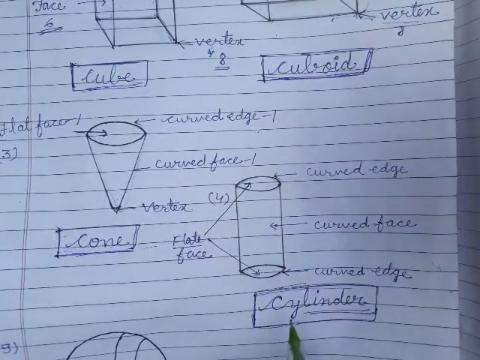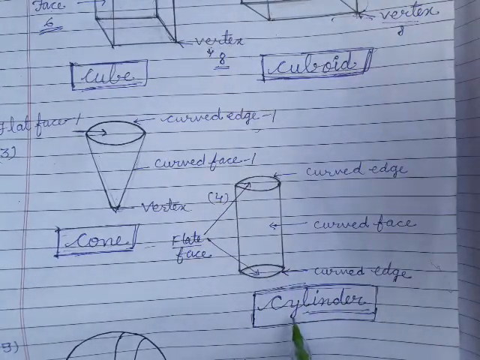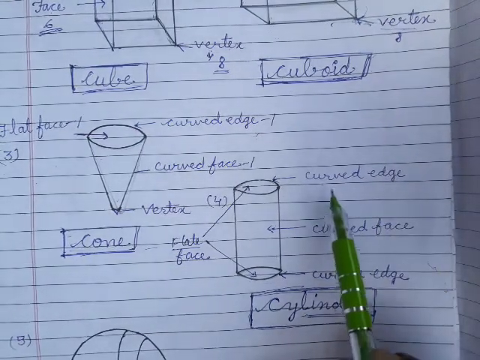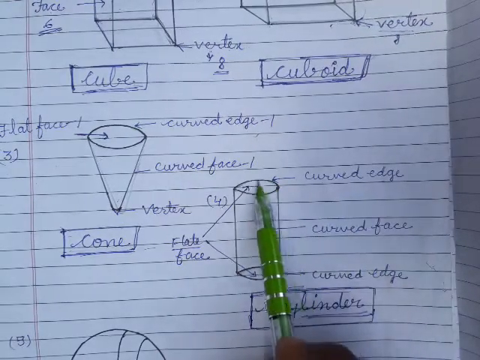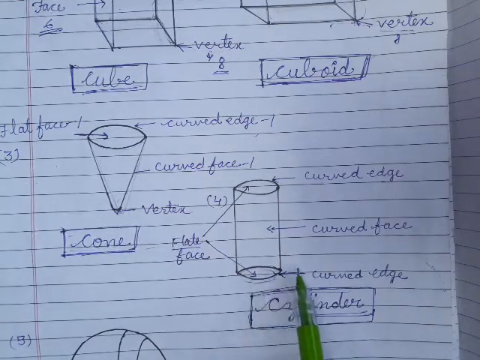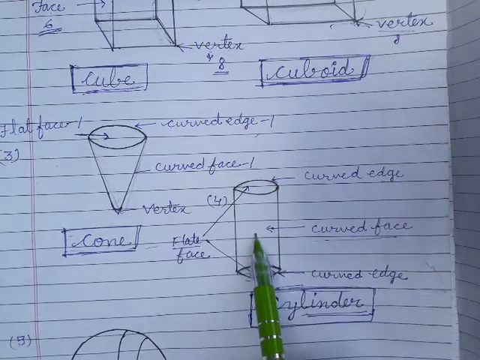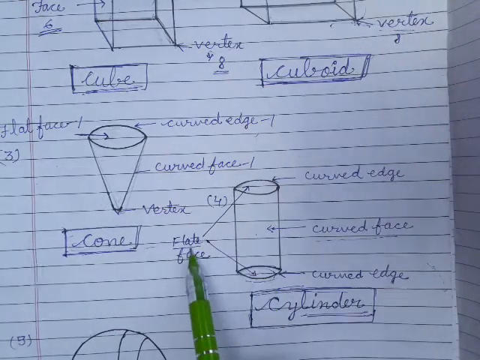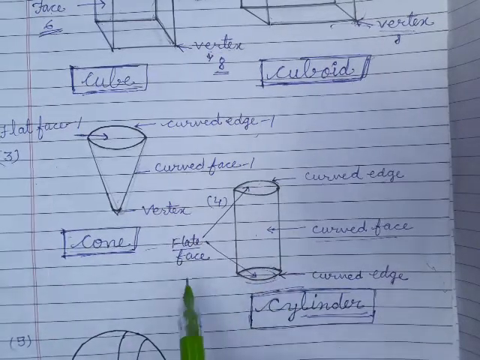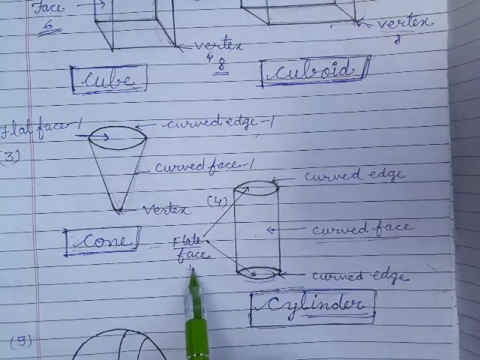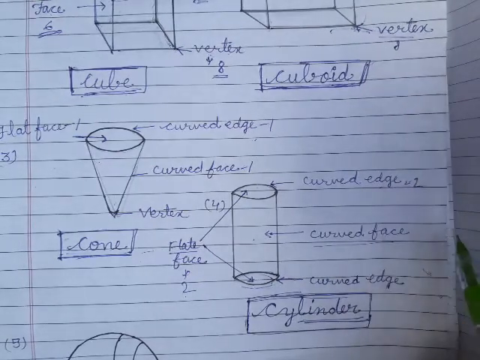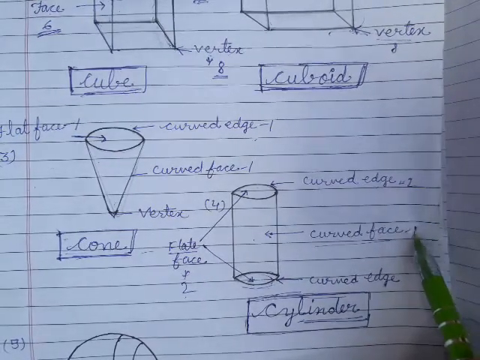Now we discuss the cylinder, and a cylinder has curved edges, 1, 2, two curved edges, and a curved face, and 2 flat faces, 1 and 2. So a cylinder has two flat faces, two curved edges and one curved face.